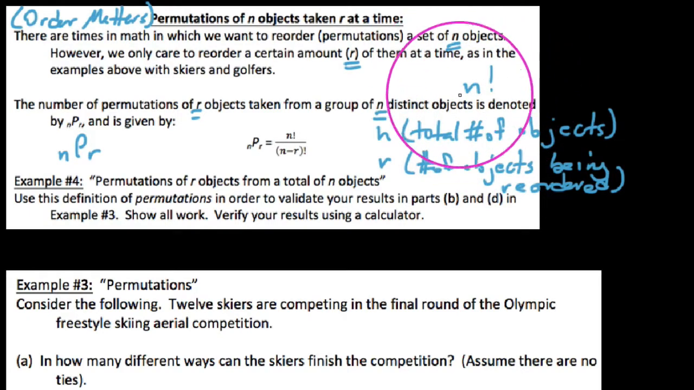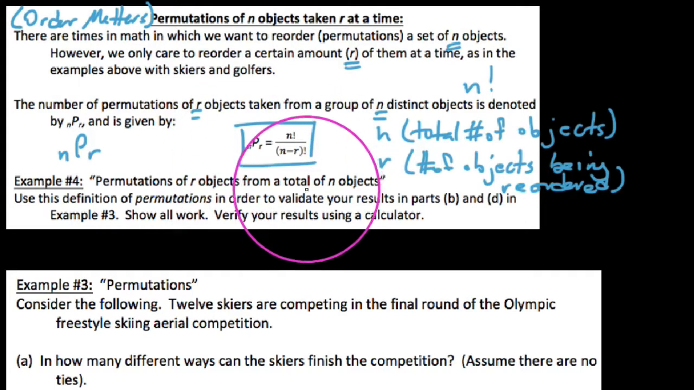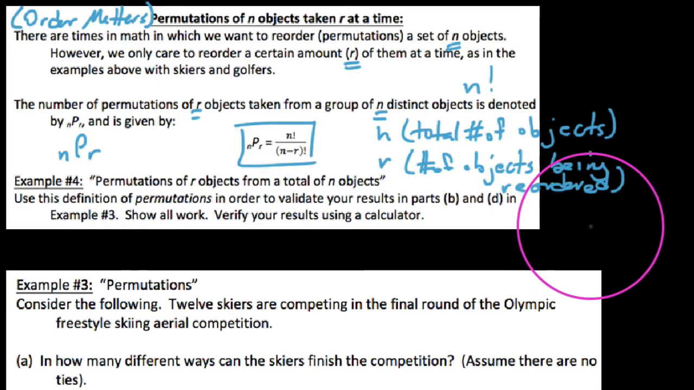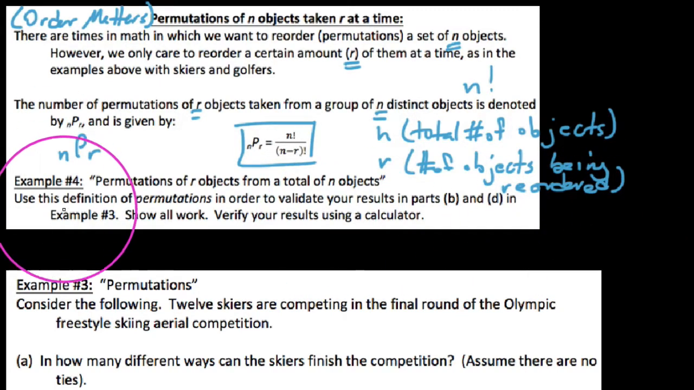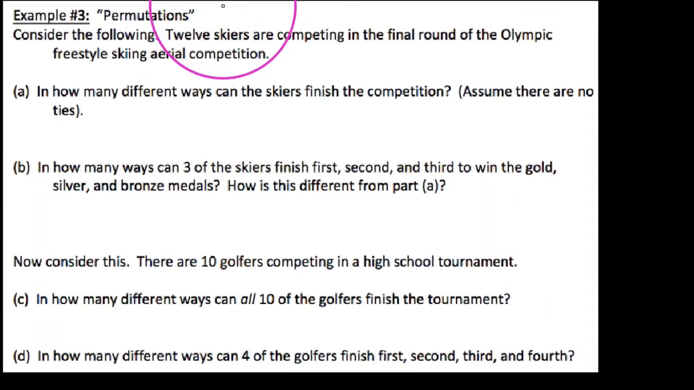If we were to rearrange all n objects, we would just say it's n factorial, using the pattern that we discovered in the last video. But in this case, if I have n total objects and I only want to rearrange r of them at a time, what we arrive at is this definition: n factorial over n minus r factorial. And this is the case in all instances. So I want to use this definition of permutations to validate our results in parts B and D that we did in the last video. Then we'll show our work as well as use a calculator to verify our results.